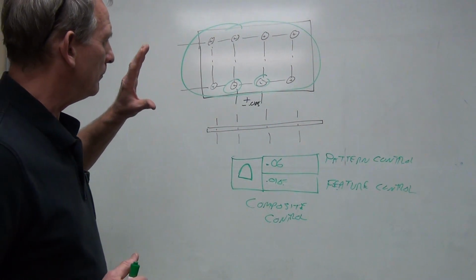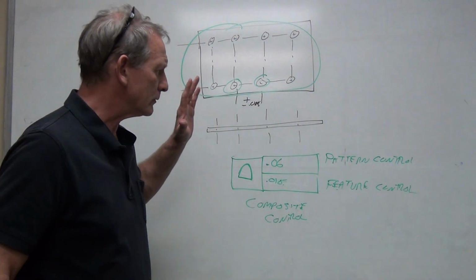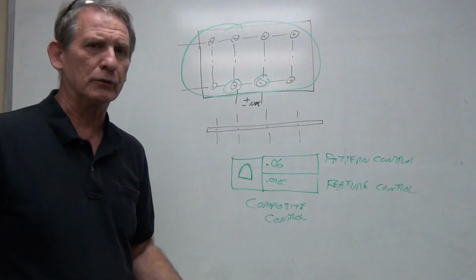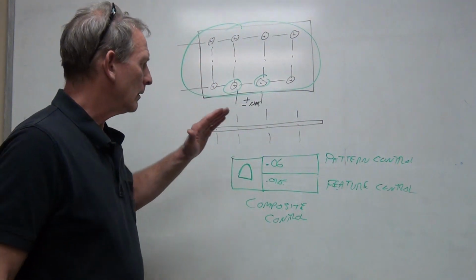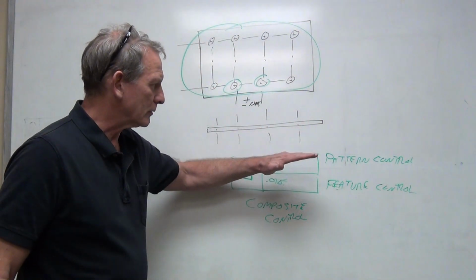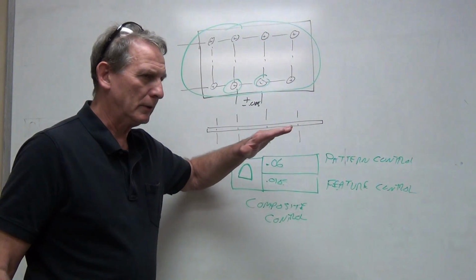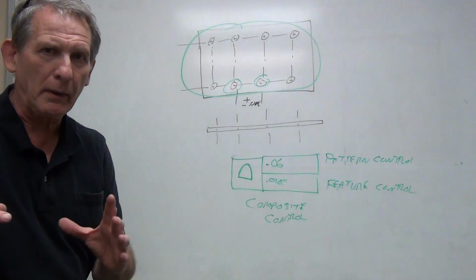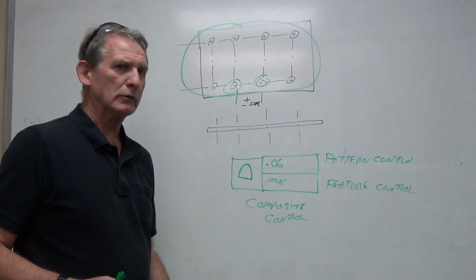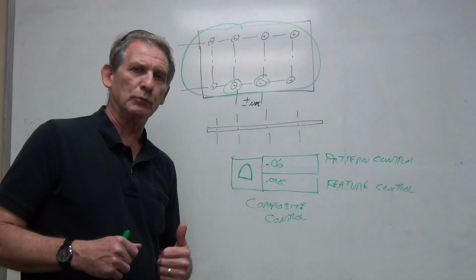I'll explain how it'll actually look in the feature control frame and how you would evaluate it. But keep this in mind, the upper one is going to be the larger one. It will be for controlling the position of the whole pattern, and the lower one is for controlling the individual elements within the pattern.